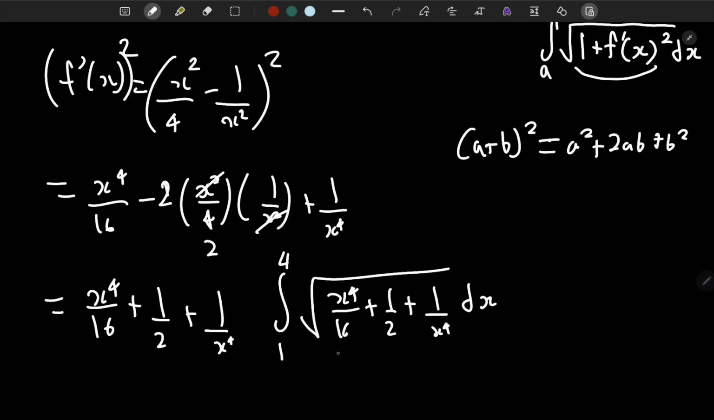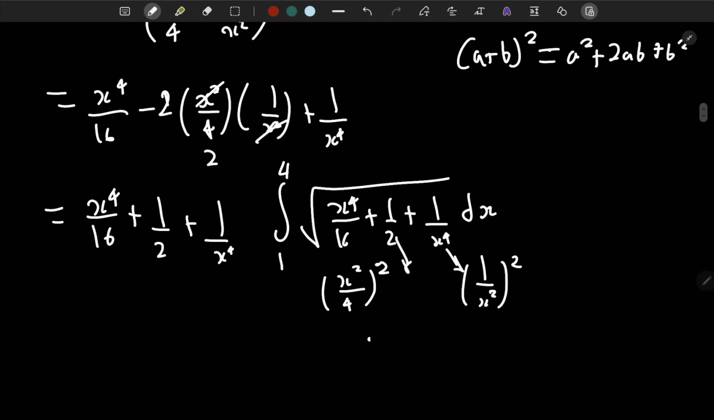So a squared is basically x squared over 4 squared, and for this part it is 1 over x squared, squared, and this part is 2ab, which is x to the power of 4 over 16. Let me make more space here. So it was 2 times x to the power of 4 over 16 multiplied by, or actually it is a, not a squared. So it's going to be x squared over 4 multiplied by this part, 1 over x squared, and this is 1 over 2. So we have a perfect square over here.